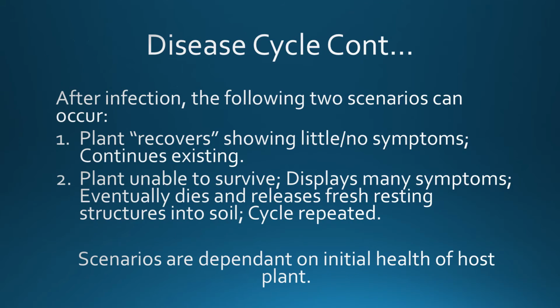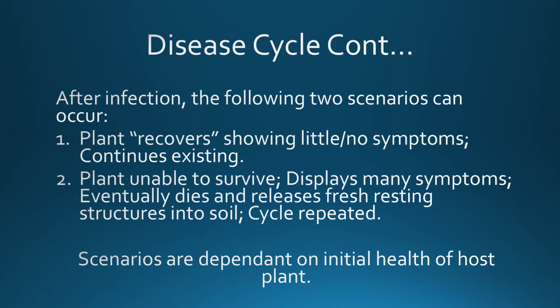Now, depending on the initial health of the host plant, the following two scenarios can occur. 1. The plant is able to recover from the infection and continue living with the disease. Depending on the plant species, it may show little to no infection symptoms and is capable of continuing its existence. 2. The plant is unable to survive the infection, will display many symptoms of Verticillium wilt, and eventually die, releasing fresh resting structures into the soil for subsequent infections to occur. These scenarios are dependent on the health of the plant, the severity of the disease, and the environmental conditions present.